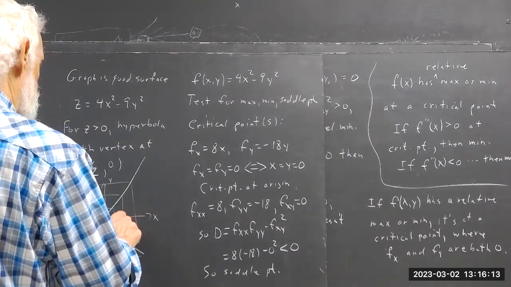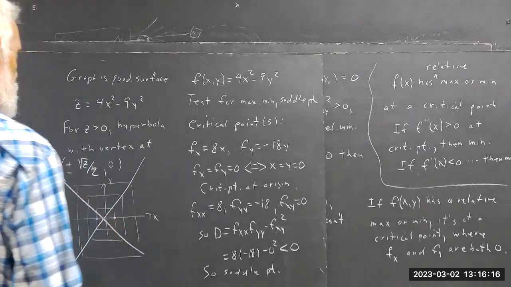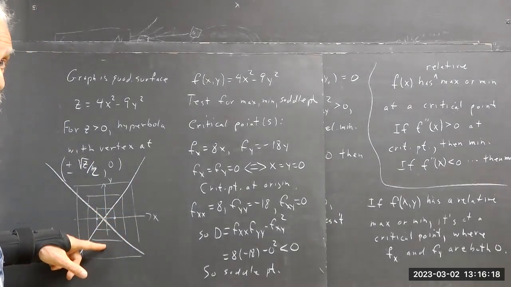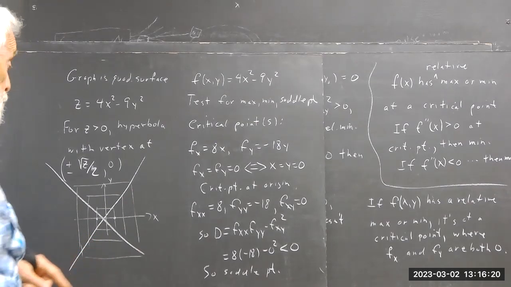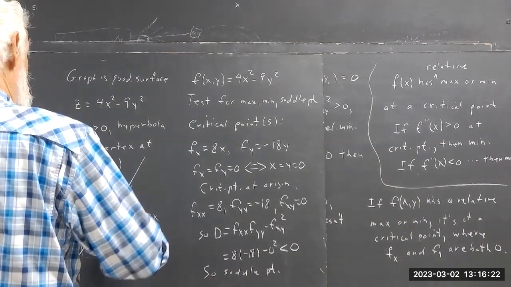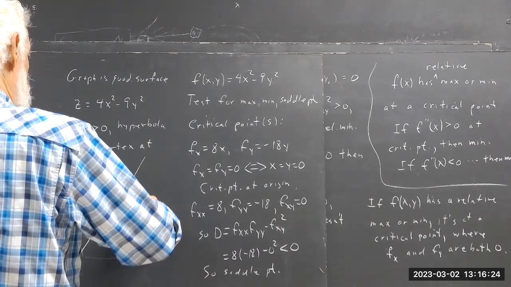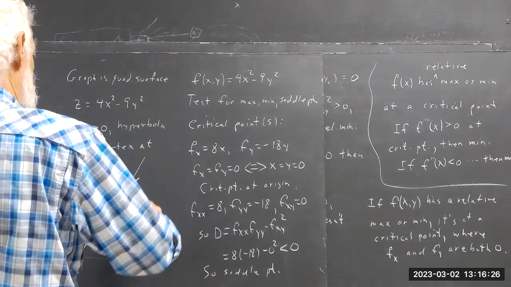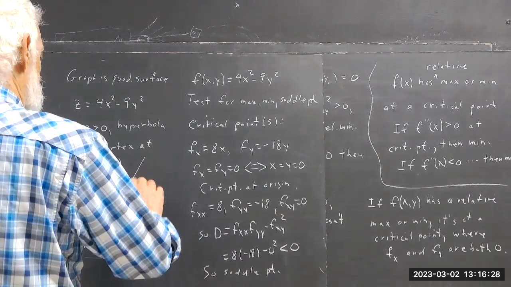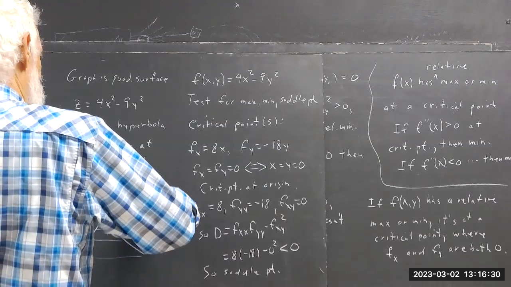Okay, this is for a smaller value of z, this is for a bigger value of z, this is for a bigger value of z. You're going to have one of these for each of these. It's starting to look a little scary.